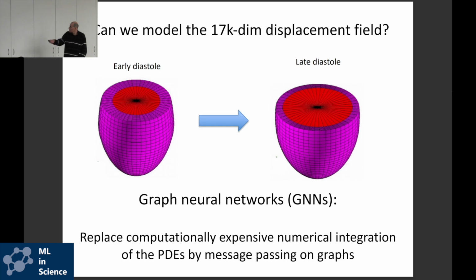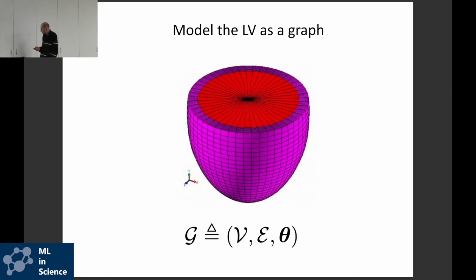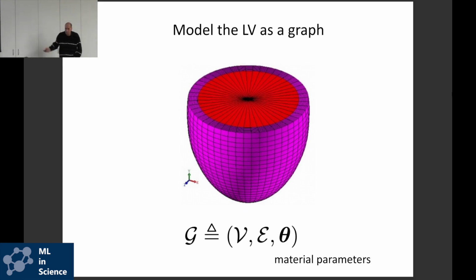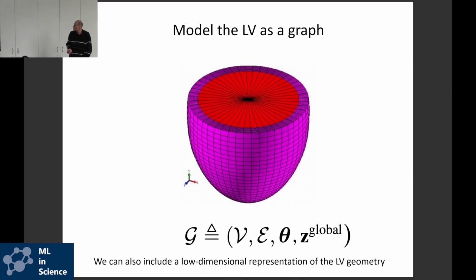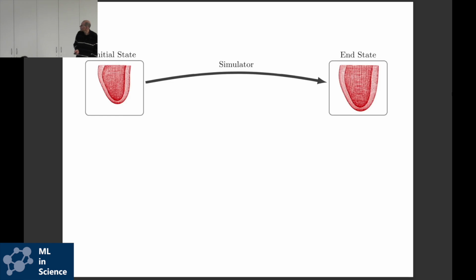And we describe now the left ventricle as a graph where V is the set of nodes, epsilon is the set of edges. We have dependence on the material parameter that we're interested in. We also have dependence on the shape of the left ventricle. And we want to go from the initial state to the end state. So we can run a simulator, but the question is, can we do better? By better, I mean at lower computational cost by running an emulator.